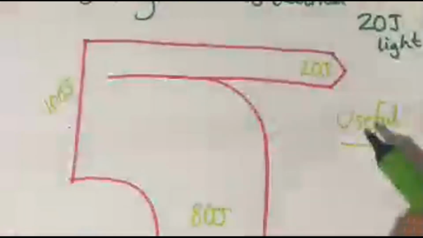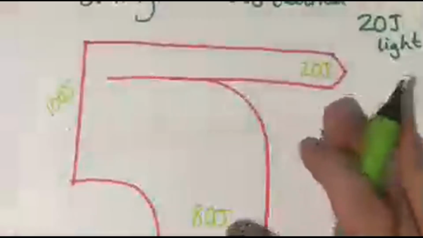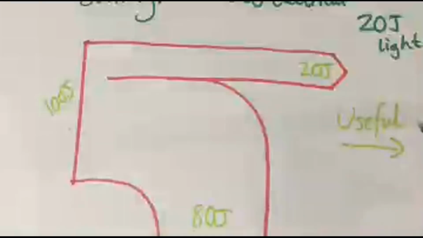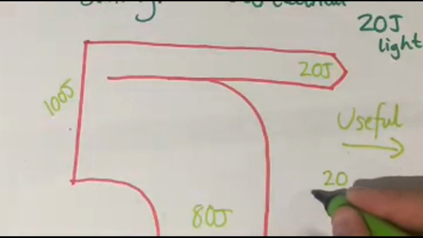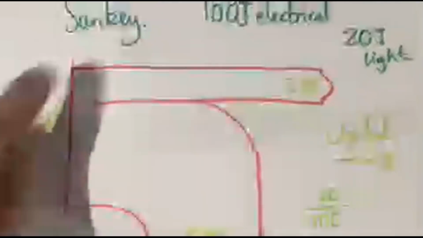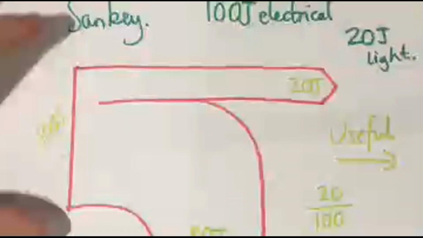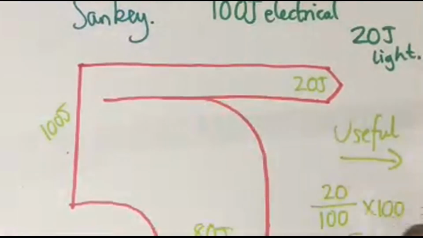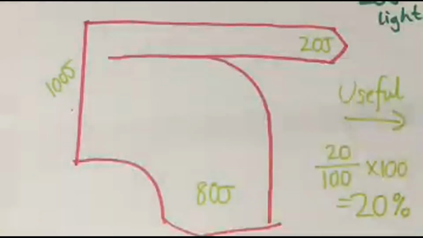Don't worry too much about Sankey diagrams. I'm not going to lie, I don't think they're going to ask you to do too much of them. The efficiency is going to be 20 divided by 100, because the useful output is 20 and the total input was 100. So that's 20 divided by 100 times by 100, which is 20%. So that light bulb is 20% efficient. That's it with Sankey diagrams.